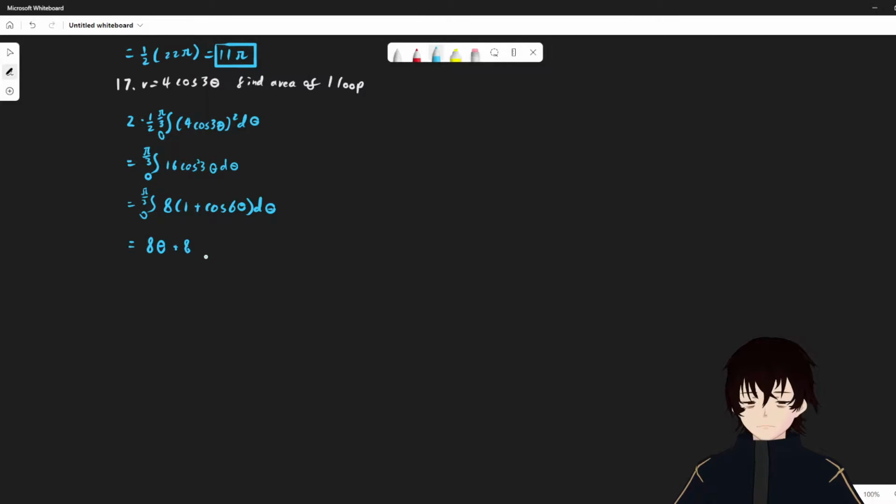Which is equal to 8 theta plus 8 over 6, so 4 over 3, sine of 6 theta, from 0 to pi over 3. Plug in 0, get nothing. Plug in pi over 3, you get 8 pi over 3 plus sine of 6 pi over 3, that's sine of 2 pi, which is 0.